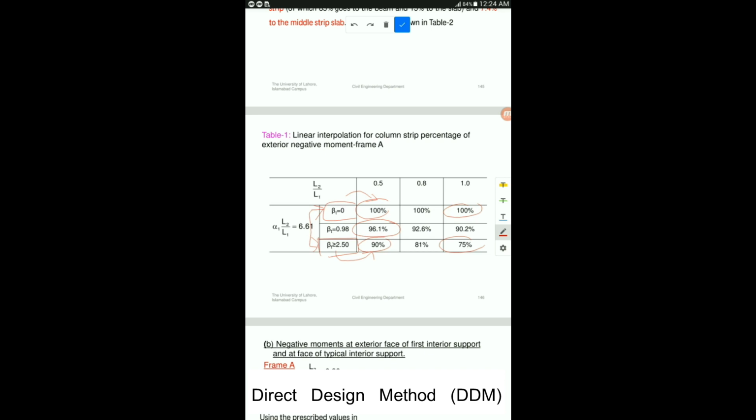I'm just going to write it here for you. This is the difference in beta t. So what is the difference in these two quantities? 100 minus 90, it will be 10%. So for a difference of 2.5 in beta t, the difference in percentage is 10. So I'm going to do an interpolation here like this.